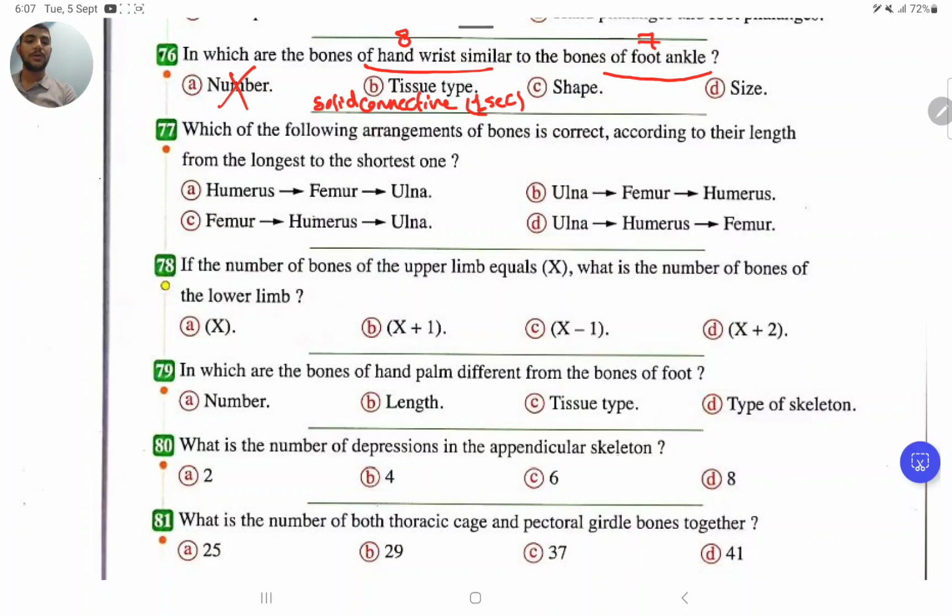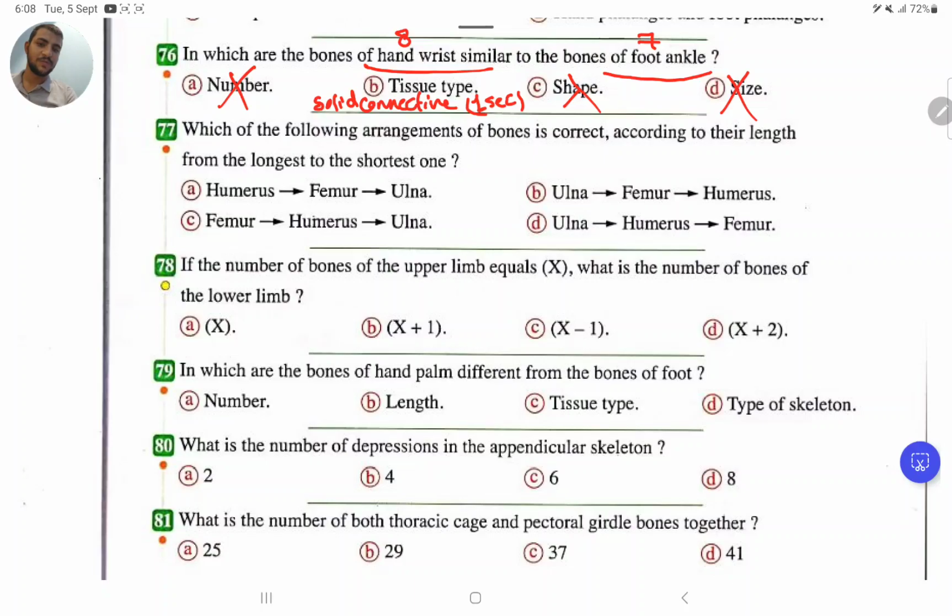cartilage. So the shape C is different, not similar, because the hand wrist bones are almost similar to each other, and in the foot ankle I have a big one, which is the heel bone that is attached to the gastrocnemius muscle in the Achilles tendon. So the size is also different because the foot ankle is much bigger than, or slightly bigger than, the hand wrist. Clear, guys? Let's move to 77.